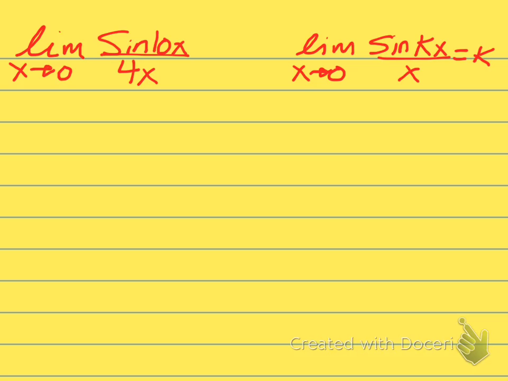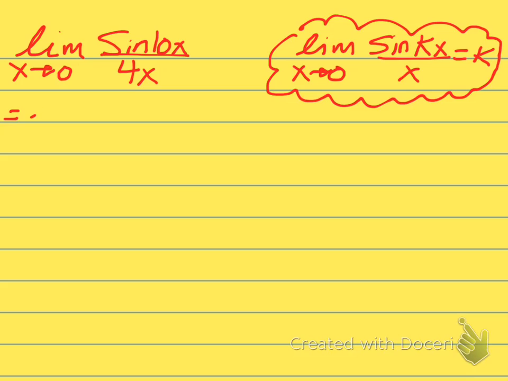So when we have an example like this, what we want to do is try and make it look as much as possible like this guy. If we can make it look like that, that's really ultimately what we're trying to do. So where we have the 4 on the bottom, what I can actually do is take that 4 out. I'll show you what I mean now.